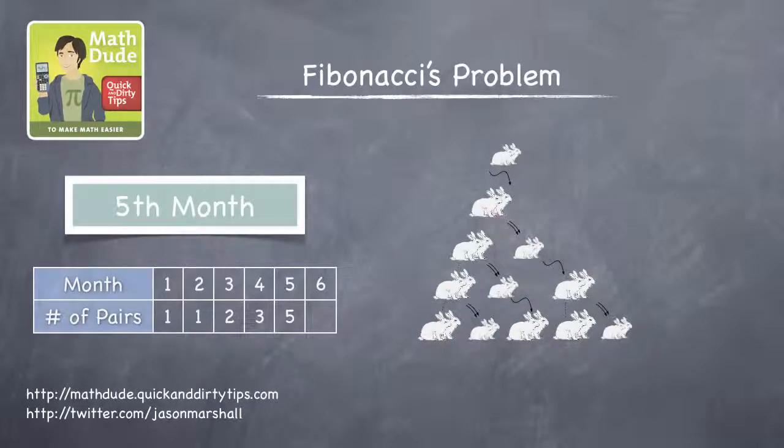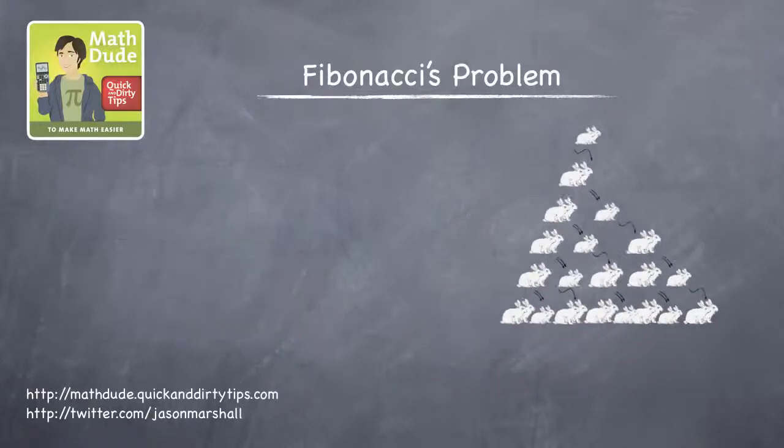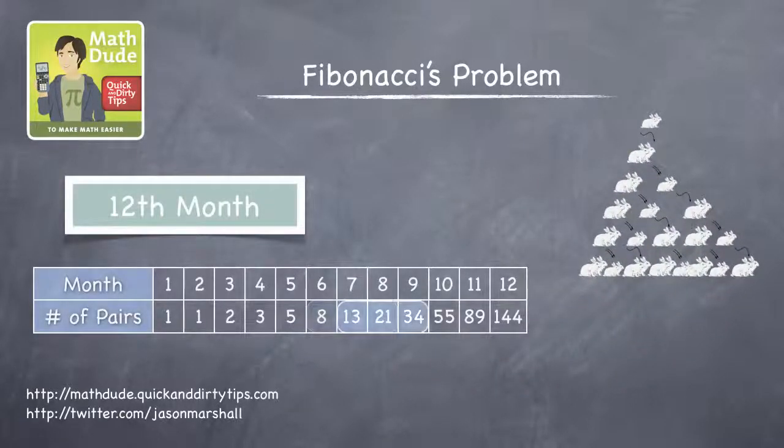Now, 3 pairs can mate, so after the 3 new pairs of offspring are born, our total moves to 8 pairs. At this point, the sequence is 1, 1, 2, 3, 5, 8. What's the pattern? The trick is that each number in the Fibonacci sequence is obtained by adding together the previous 2. 1 plus 1 equals 2, 1 plus 2 equals 3, 2 plus 3 equals 5, and 3 plus 5 equals 8. You can keep going and going like this to find subsequent numbers, and after 12 months, you'll get 144 pairs of rabbits. In other words, the 12th Fibonacci number is 144.